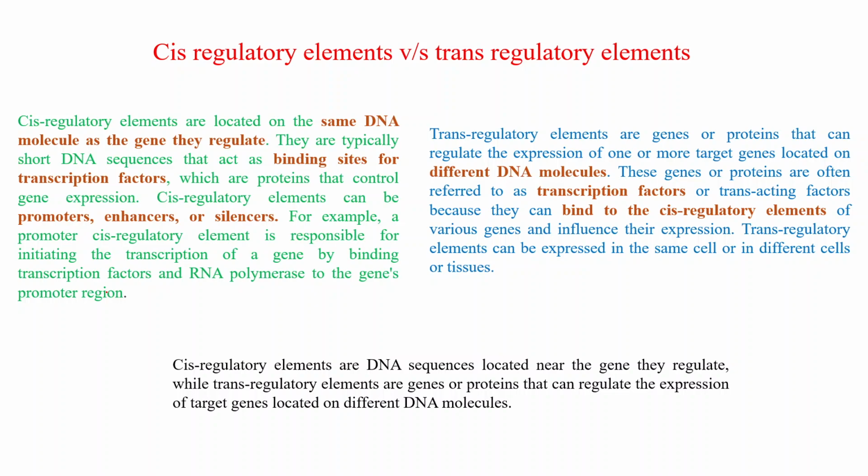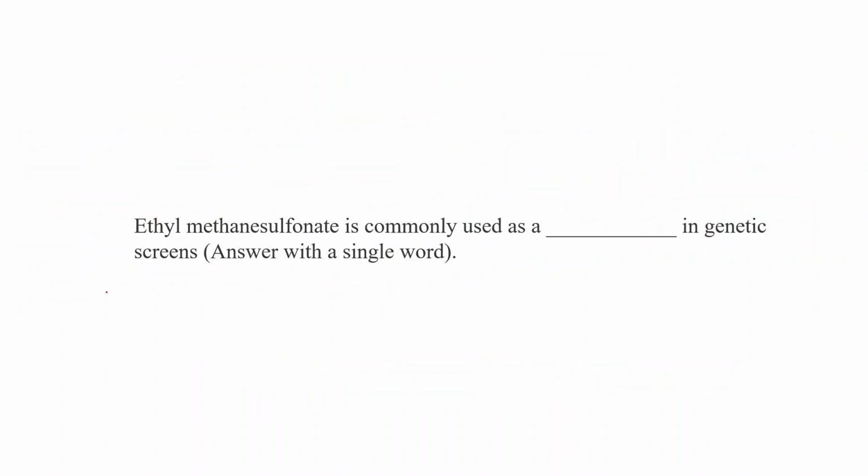So, cis regulatory elements are the binding sites of transcription factors, whereas trans regulatory elements are referred to as transcription factors. Cis regulatory elements are DNA sequences located near the gene they regulate, whereas trans regulatory elements are the genes or proteins that can regulate the expression of target genes located on different DNA molecules. That is why they are mostly the transcription factors. Okay, so I hope this is clear. What are cis regulatory elements and trans regulatory elements?